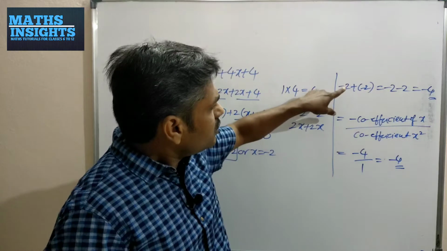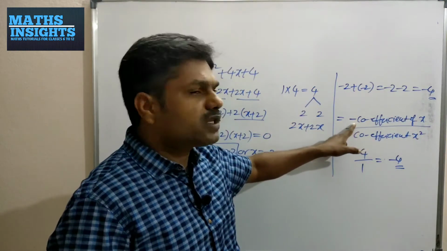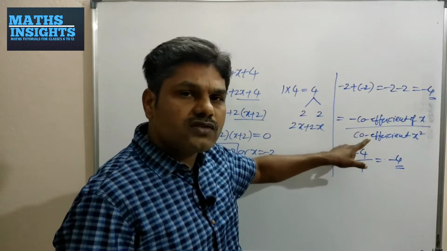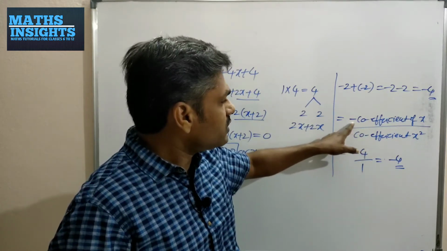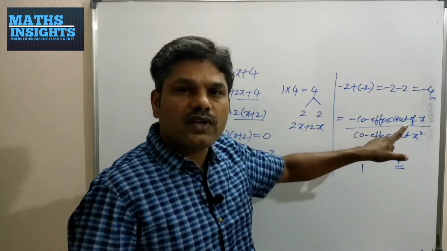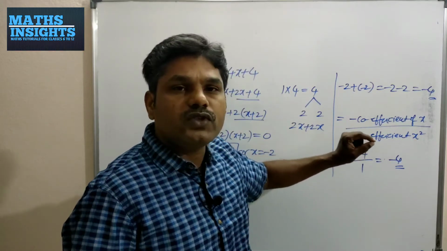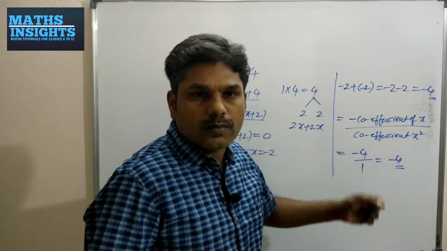That means you may get the sum of 2 zeros by using the coefficients of x square and x. So minus coefficient of x by coefficient of x square is the formula to find the sum of zeros of the quadratic polynomial.